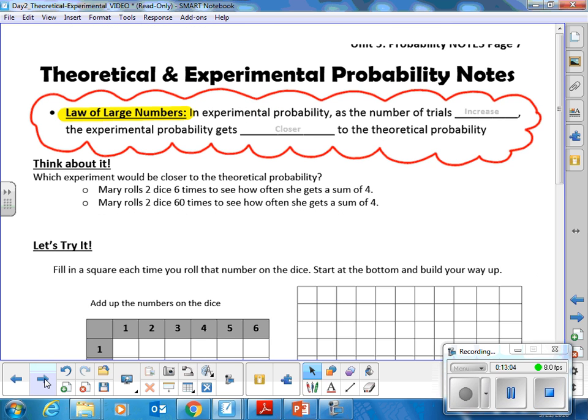Not too confusing. So think about it. Which experiment would be closer to the theoretical probability if Mary rolls 2 dice 6 times to see how often she gets a sum of 4, or if Mary rolls 2 dice 60 times to see how often she gets a sum of 4? Which one would match the theoretical probability? The second one, because it's 60 times, which is a lot more than just 6. So the more times I do something, the more likely I am to have what is expected. And we're going to continue the notes in class because it's all about doing some trials and some experimental probability. And so we will stop there.